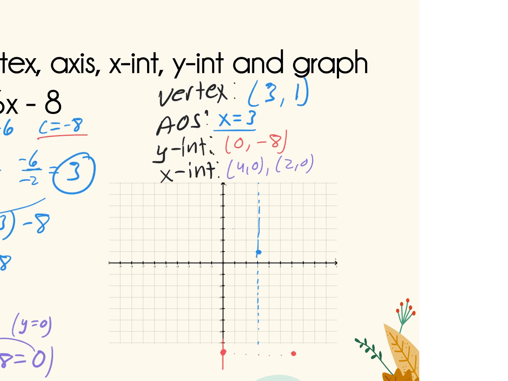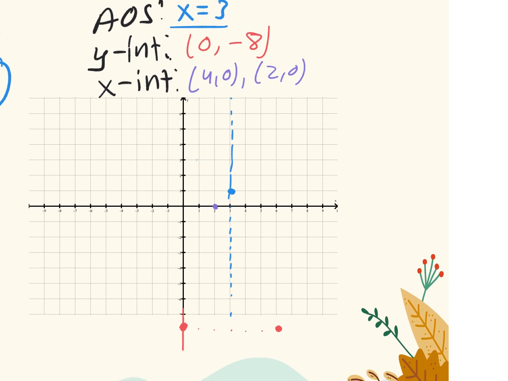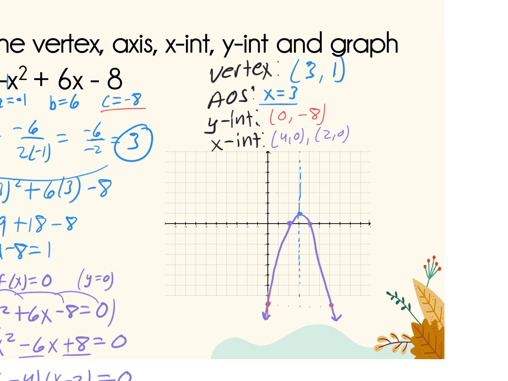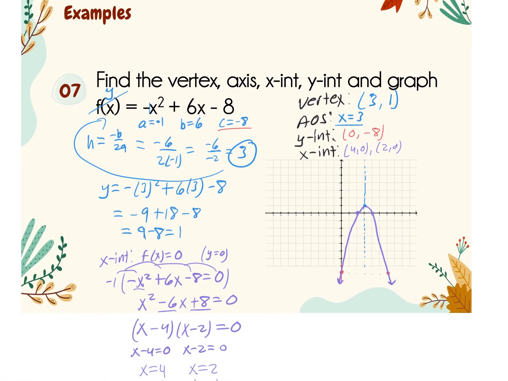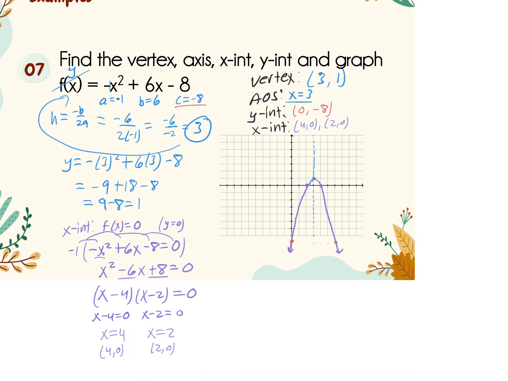All right, so now let's go ahead and plot these points on our graph. There's going to be one point right here and another point right here. And now we're just going to connect these points. All right, it's going to look something like that. And that's the sketch of our parabola. And this is all of its work.